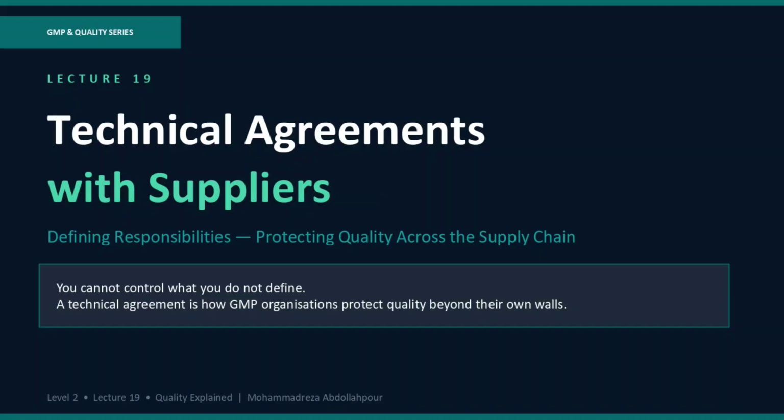In Lecture 18, we talked about regulatory inspections and how to prepare for them. One of the areas inspectors always check is your supplier management program. And at the heart of that program is the topic of today's lecture: technical agreements with suppliers. You cannot control what you do not define. When another organization is performing activities that affect your product quality, you need a written agreement that defines exactly who is responsible for what. That document is the technical agreement. Let us get into it.